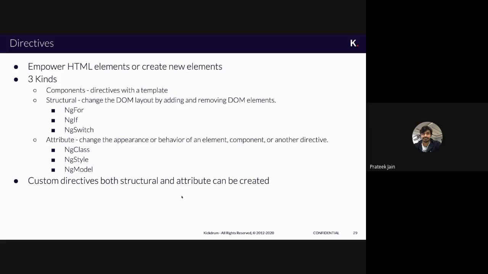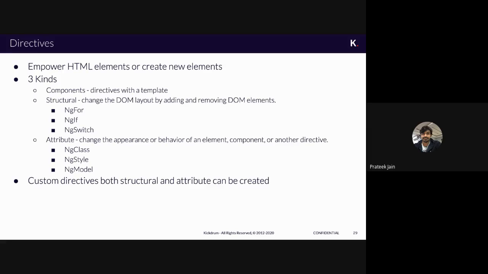Then we saw directives. The directives are nothing but the manipulation of your HTML, your rendering of the HTML, or your modification of your HTML. In that way, we can say directives are used. So in the technical definition, directives handle the empowerment of HTML elements. There are three kinds of directives. In that, we saw components were already there. We saw the two types: structural directives and attribute directives.